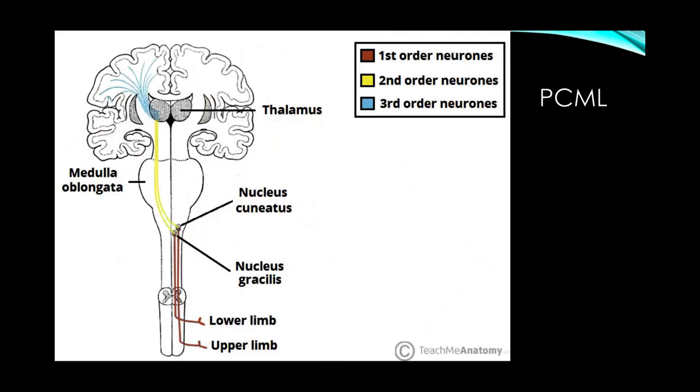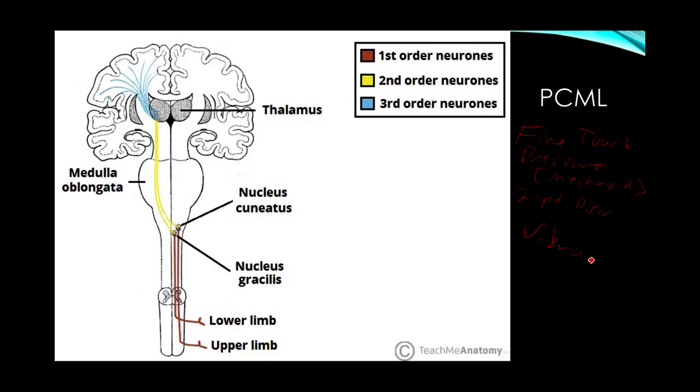All right, so PCML pathway. Always think any information regarding fine touch, pressure, and remember that's especially where those mechanoreceptors are really important. Two-point discrimination, and that's where if you get touched on your back in one area and then, I don't know, a couple inches away you get touched in another area, you're able to tell exactly where that touch is happening.